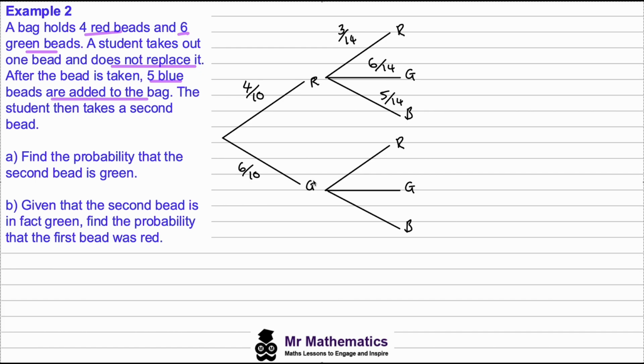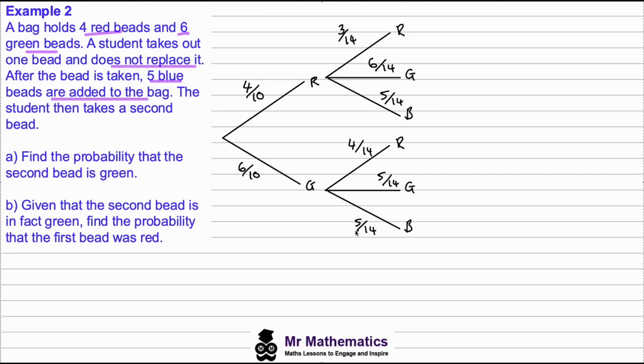Then if we took a green first, there'll be 5 green out of 14, 4 red out of the 14, and the 5 blue. Okay, so that's our tree diagram.